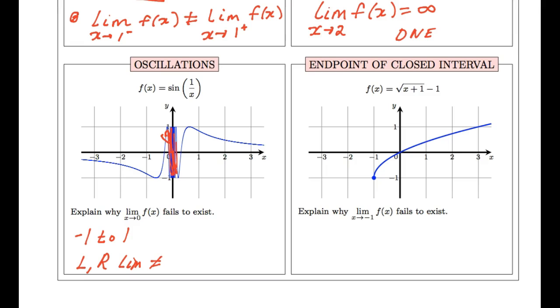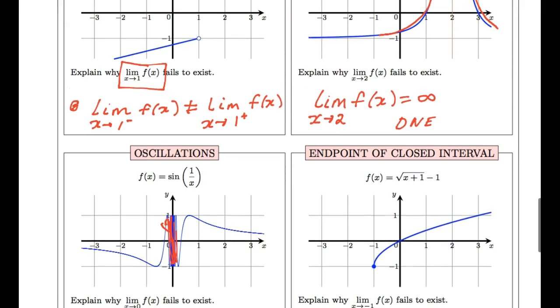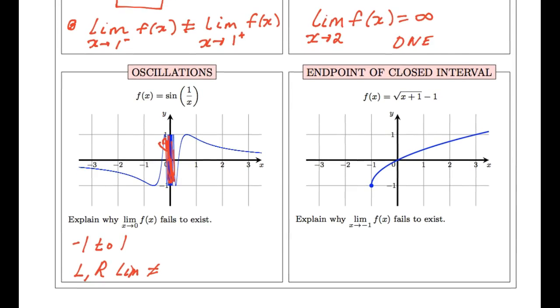The fourth one, the last one, is the endpoint of a closed interval. What happens here? From the right we're approaching -1. This one fails to exist at that point because we want a two-sided limit. The limit as x approaches -1 from the left does not exist. If you want the two-sided limit, the limit from the left has to exist. We don't have that. It's a closed interval, so there's no left-handed limit there, and it fails to exist as well.